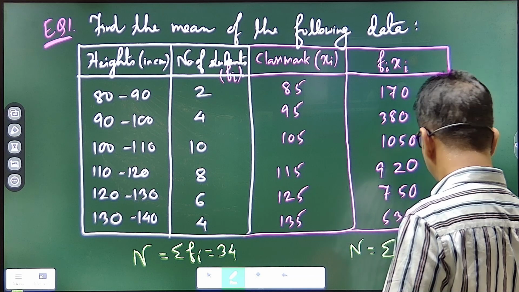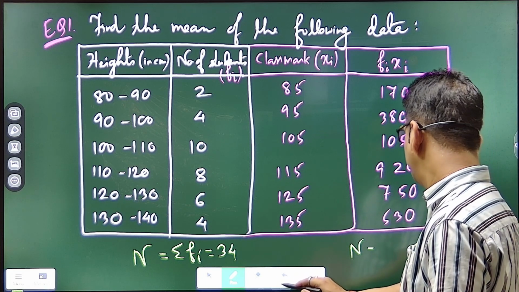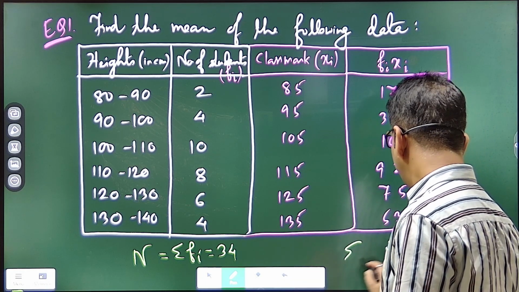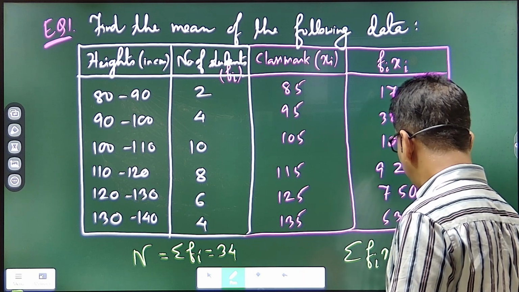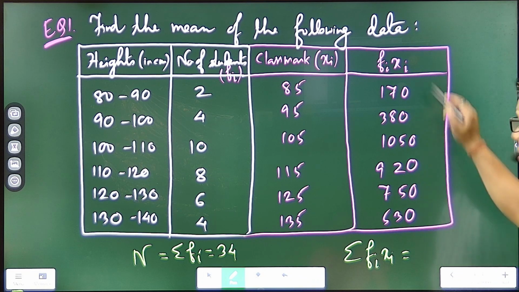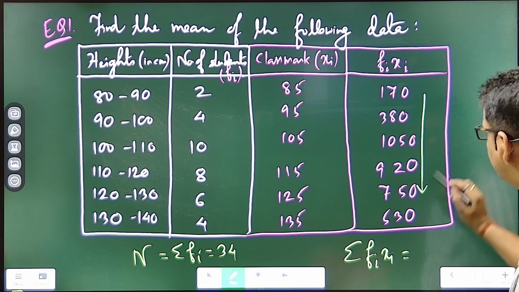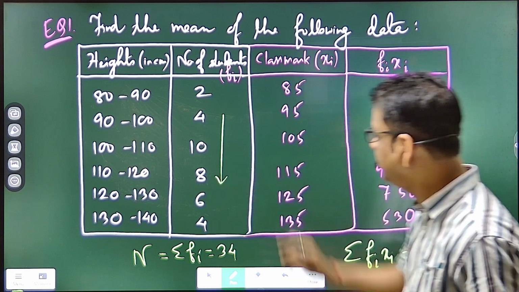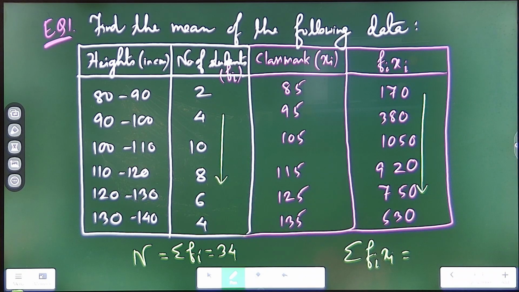This also we need, sorry, it's not N. It's just summation of fi xi. This you also need to add. Please add and let me know. It's addition only. These all you need to add. I'm just putting an arrow so that while revising you'll come to know.